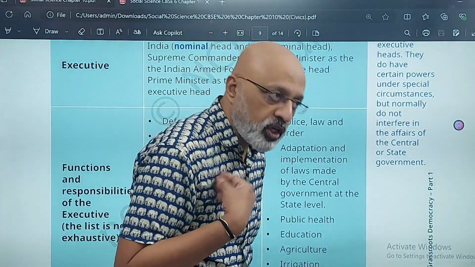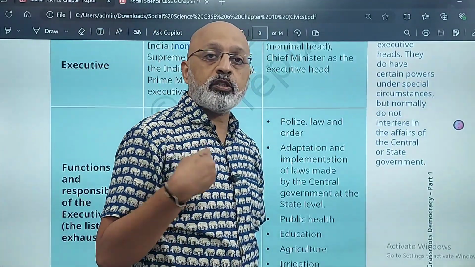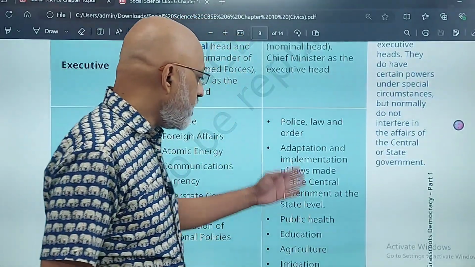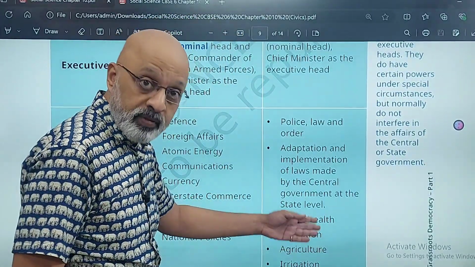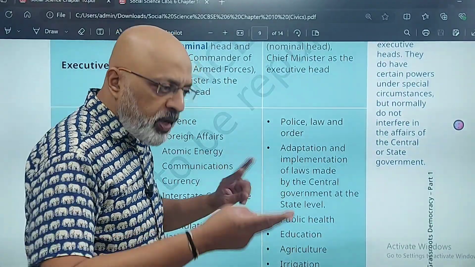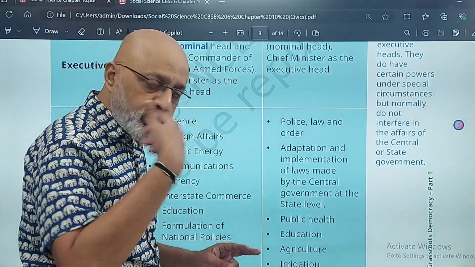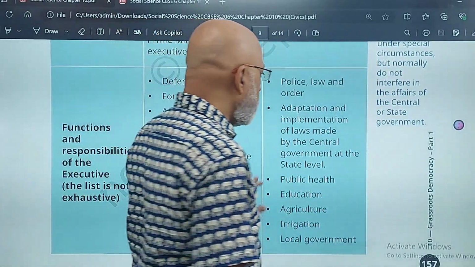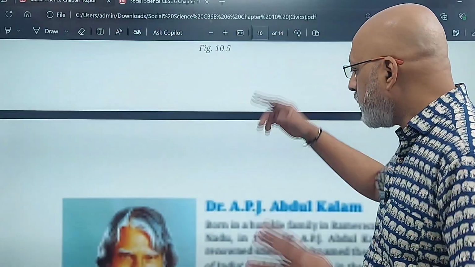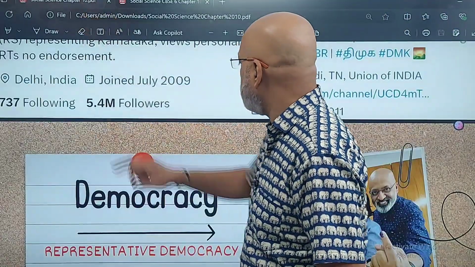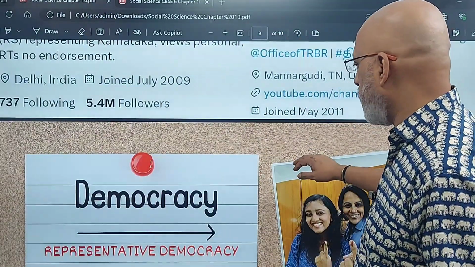For instance, Chhattisgarh's law and order will be the responsibility of the Chhattisgarh Chief Minister and his government, right? Then there are different laws. Health, state subject. Education, both. Agriculture can also be in both because there is also a national agriculture policy. Irrigation, local government, etc. Okay, so this is how the powers are divided between the two.